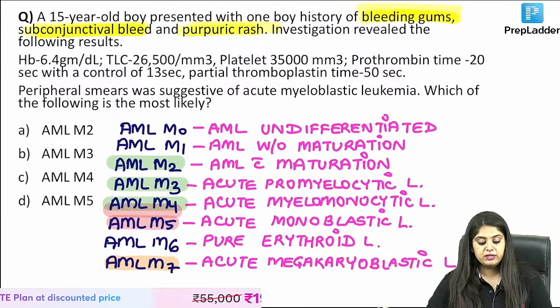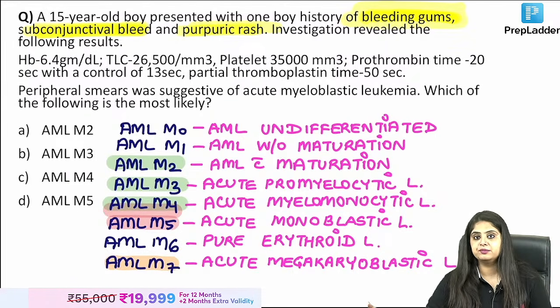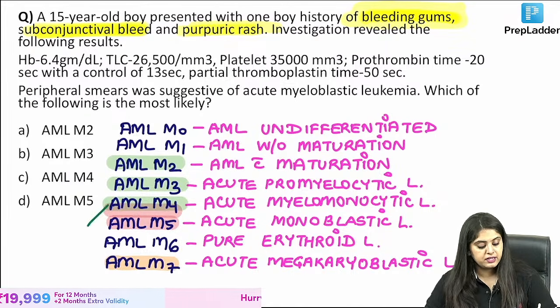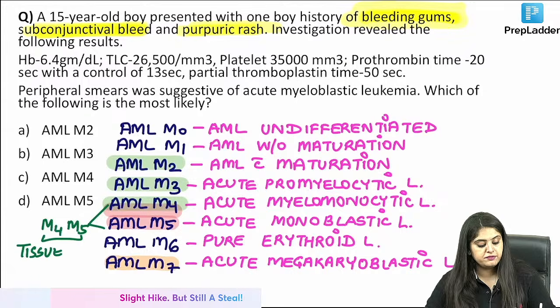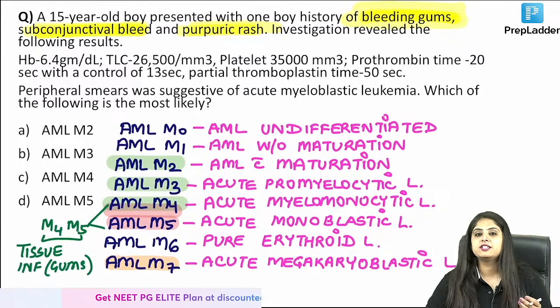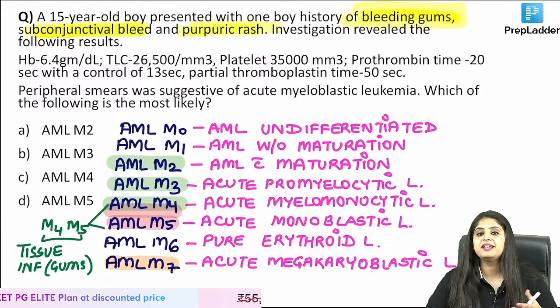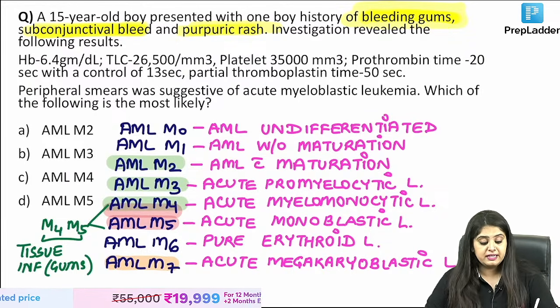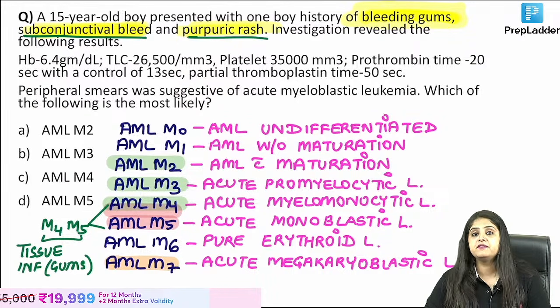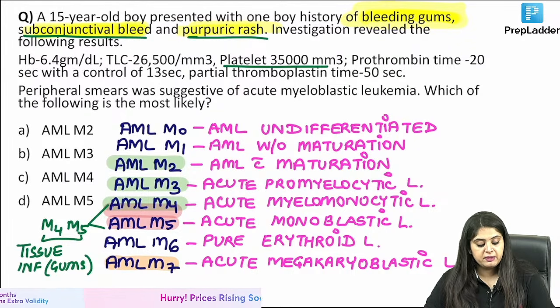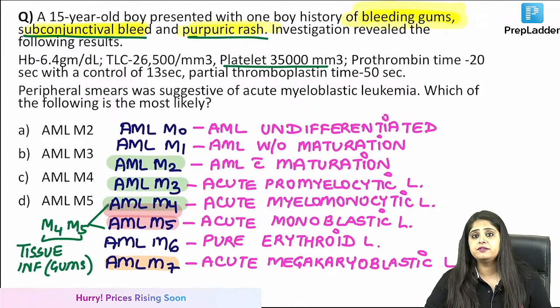And when ma'am, usually what happens when we read bleeding gums देख के we start thinking of AML M4 and M5. Because AML M4 and M5 are known to cause tissue infiltration, and one of the tissue that they go into is going to be gum. So we feel acha gum hypertrophy hua hai, bleeding gums hua hai, it is AML M4 M5. But then it's not just bleeding gums, it's bleeding everywhere, and bleeding everywhere because look at the platelet count, it has gone all the way down to 35,000.